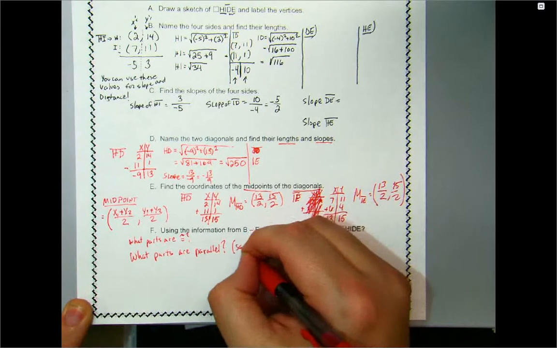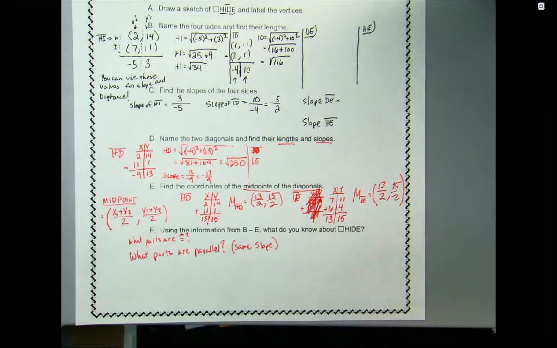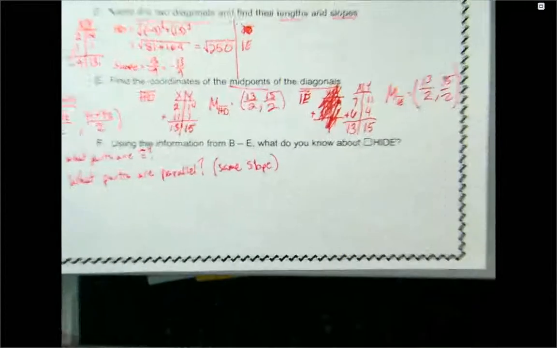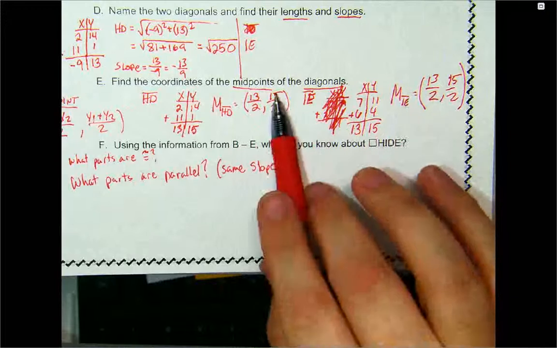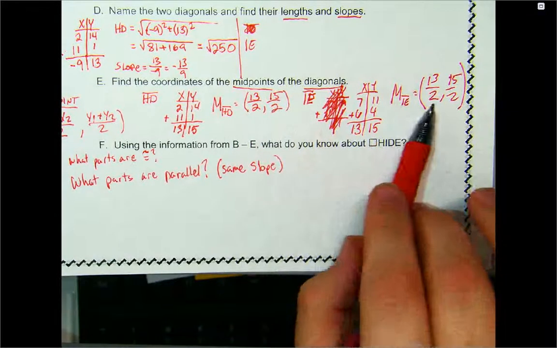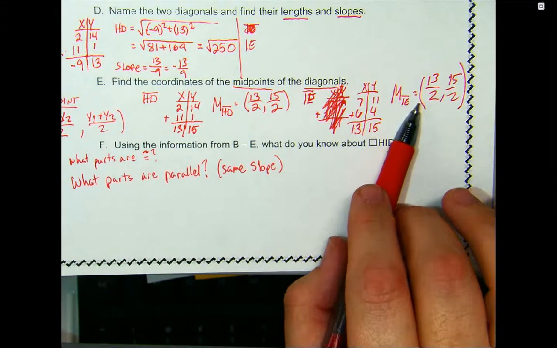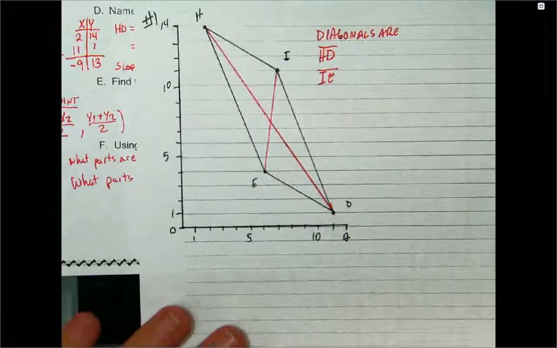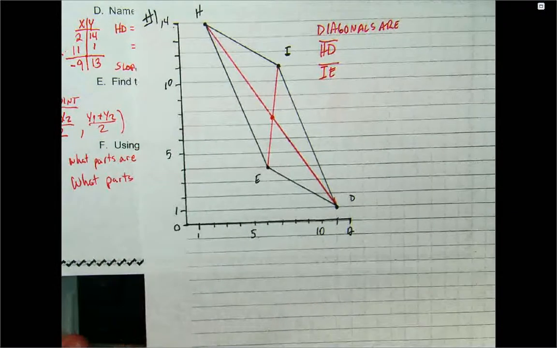Now this last part says using the information, you're going to want to start looking at what parts are equal, what parts are parallel to each other. Take a look at those two midpoints. They're the same. So that tells us that the midpoints of the diagonals here are the same, which is one of those ideas that we had where the two diagonals cut each other in half because the point where they intersect is the midpoint.